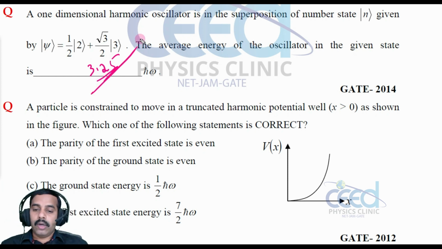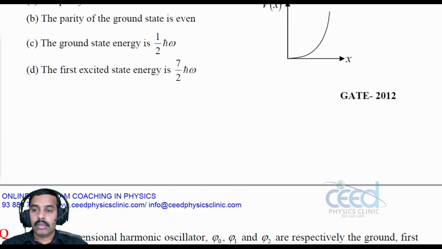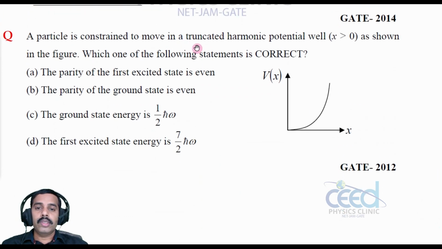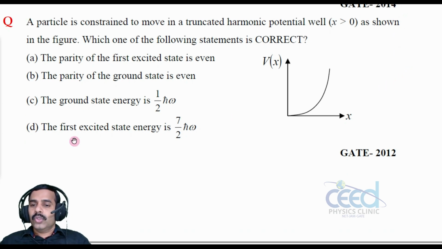All right. Now we have another question here. The question is, a particle constrained to move in a truncated harmonic potential well x greater than 0 as shown in the figure. Which of the following statement is correct? Right. So here let us analyze this problem. Look into this problem. Here a particle is constrained to move in a truncated harmonic potential well x greater than 0. So here it is x0, right?